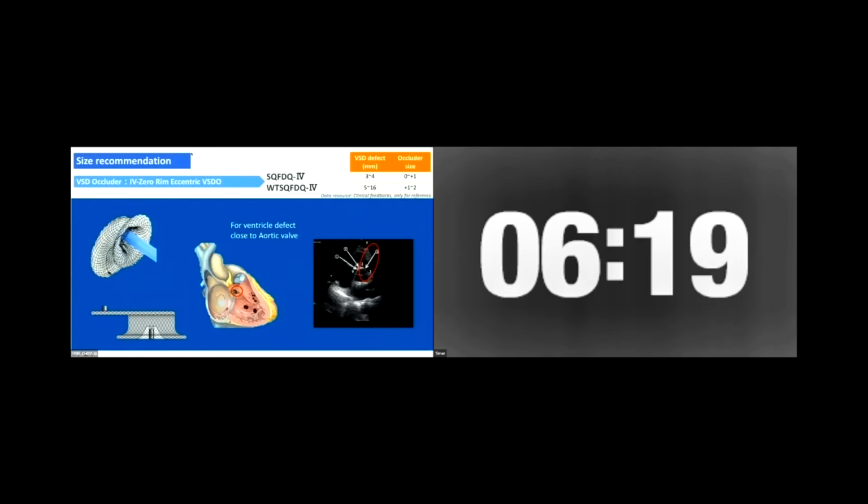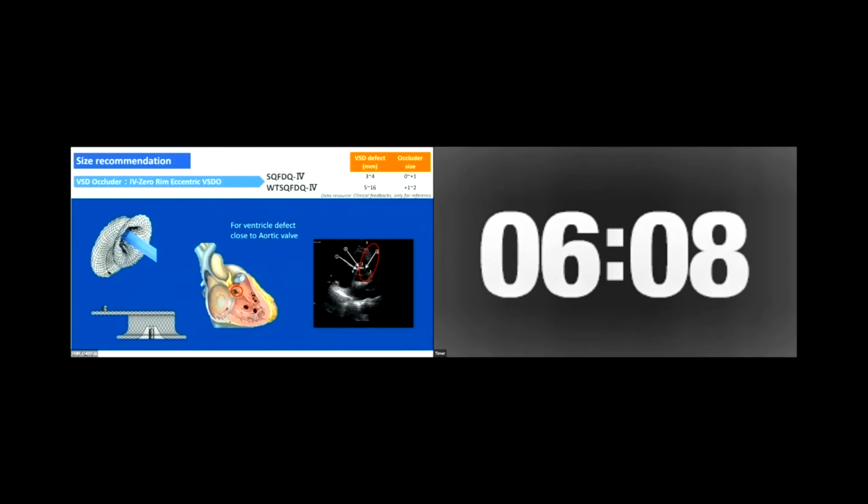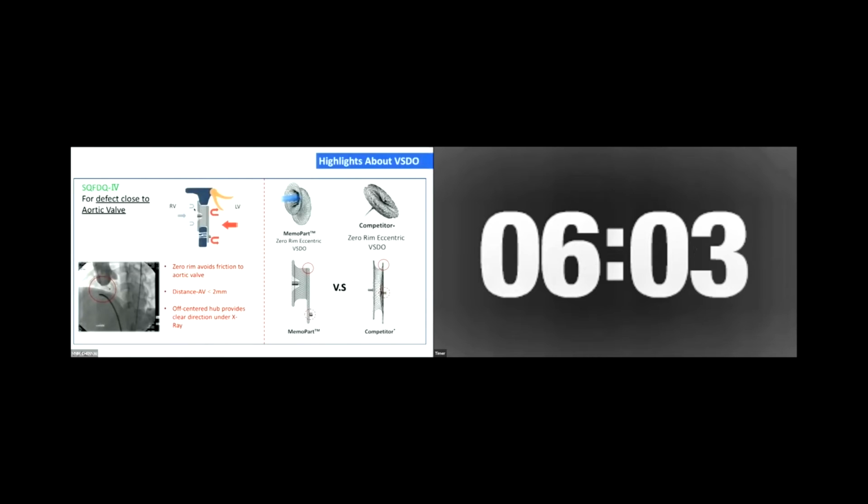This is a zero ring eccentric VSD occluder. This is used for the type A perimembranous VSD, where the VSD is located just below the aortic valve, and because the platinum markers are towards the LV side away from the aortic valve, this will never impinge on the aortic valve. This is a pictorial diagram for the defect close to the aortic valve. You can place the platinum markers towards this side, and there is no rim towards the aortic valve. It avoids friction to the aortic valve, and even an aortic valve distance of less than 2 millimeters can be accommodated, and the off-centered hub provides a clear direction under the chest X-ray.